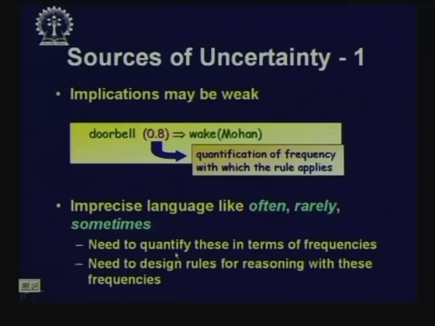And also, so first thing is we need to quantify them, and also we need to design rules for reasoning with these frequencies. All right, we have to write rules in such a way that these uncertainties are captured in those cases. This is one source of uncertainty. Implications may be weak.